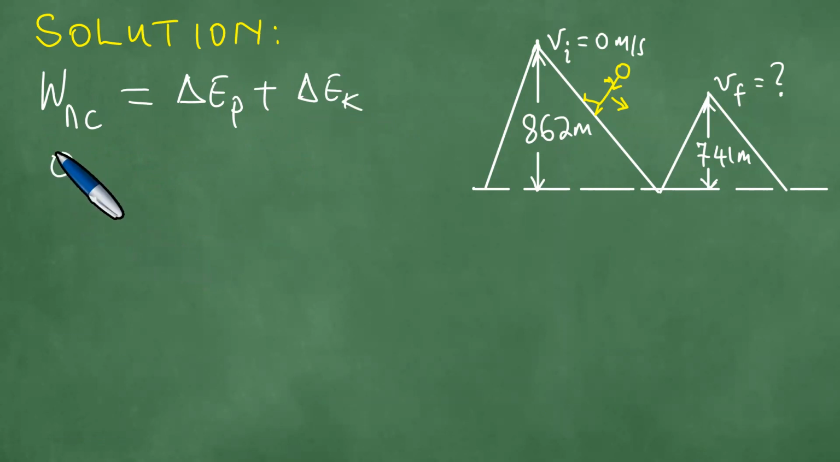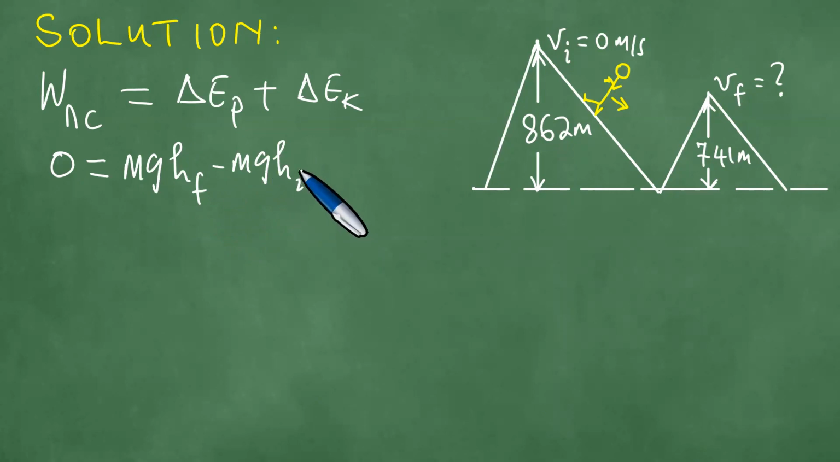Right, because at this point there is no effort and we understand there's no friction, and therefore it means that we have mgh, which is the potential energy final, minus mgh initial, plus half mvf squared minus half mv initial squared, like so. So what do we get here?